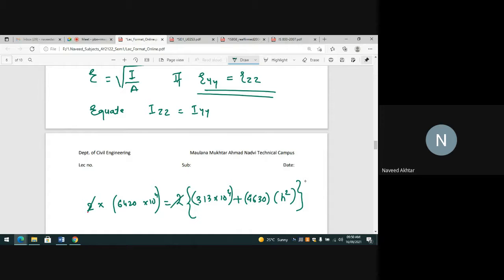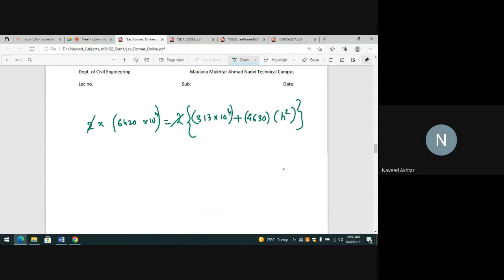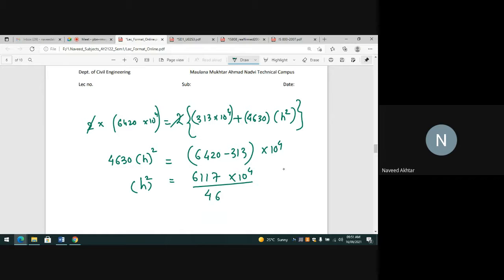Now this 2 and this 2 will be cancelled. So 4630 into h square is equal to 6420 minus 313 into 10 raised to 4. So 6420 minus 313 is coming. So h square is equal to 6117 into 10 raised to 4 divided by 4630.